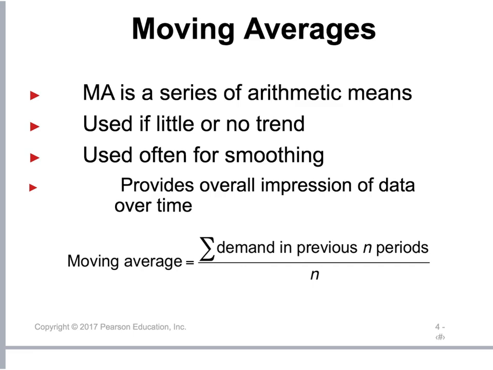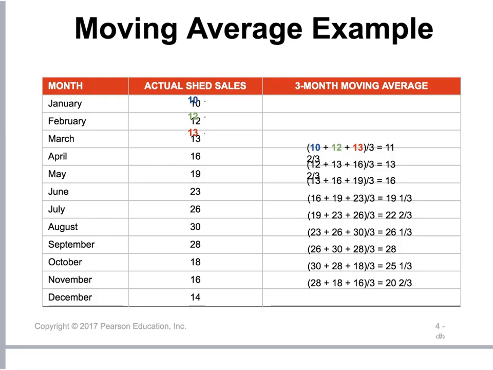Moving averages is the next approach. It's used if there's little or no trend, and is used often for smoothing. A moving average is the sum of all the previous histories, or whatever number of periods we're going to review, divided by the number of periods. So we could have a 3-month moving average. We'd add up the last 3 periods divided by 3 to get the forecast for the next period.